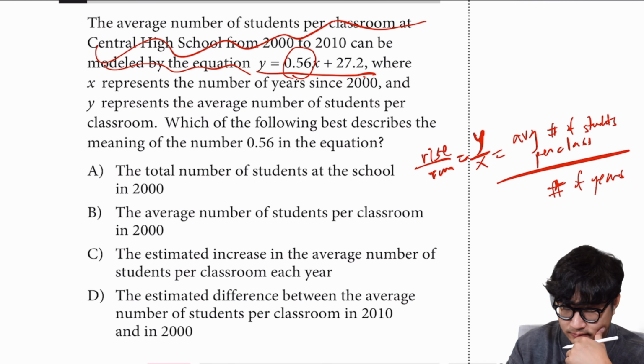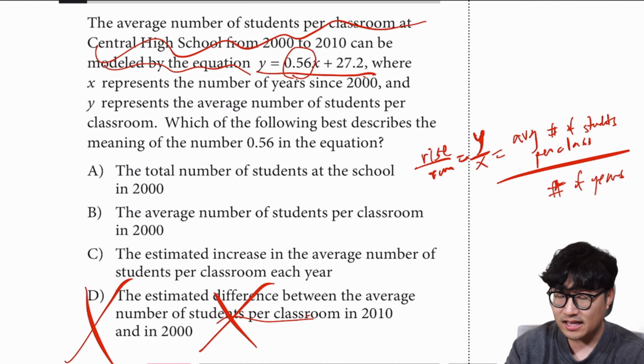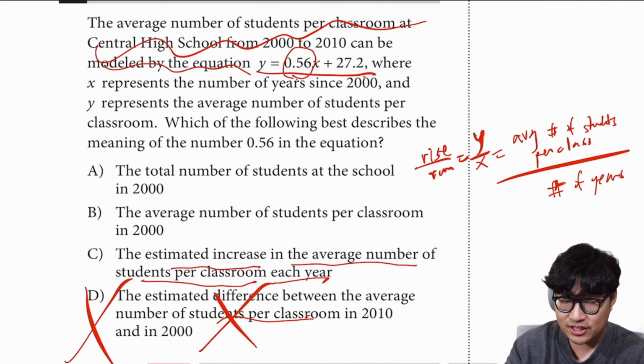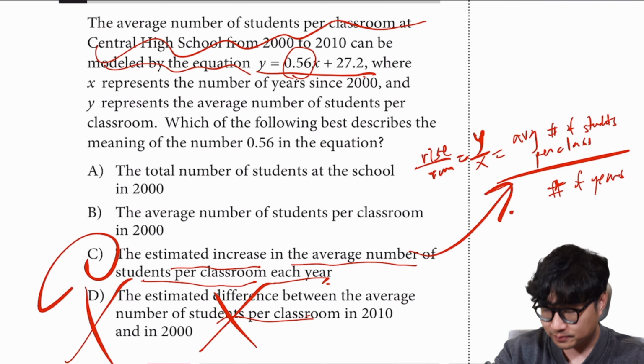Something like that, right? So D, the estimated difference, we're not talking about difference. C, the estimated increase in the average number of students per classroom each year. That's perfectly what I said, so that's why C is going to be my best answer.